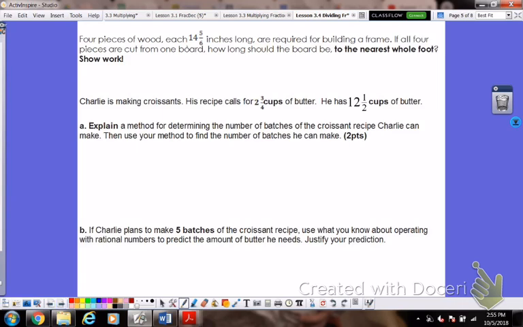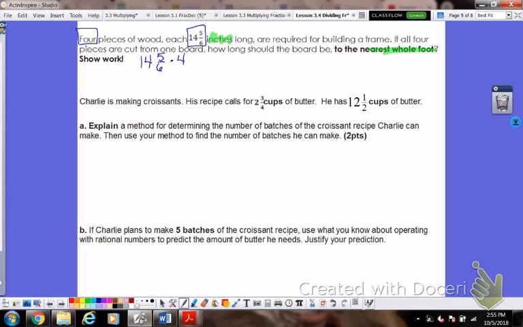So we have 14 and 5/6 inches for each piece. I want 4 pieces from the same board. And then at the very end, I'm going to highlight this: to the nearest whole foot. Notice we're currently working in inches. So first off, if I have 4 pieces that are 14 and 5/6 inches long, I want 4 of them, so we're going to multiply by 4.